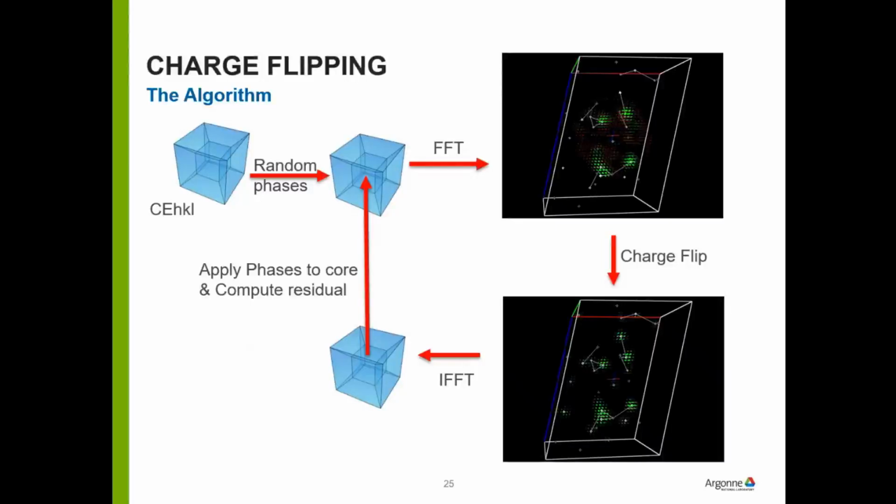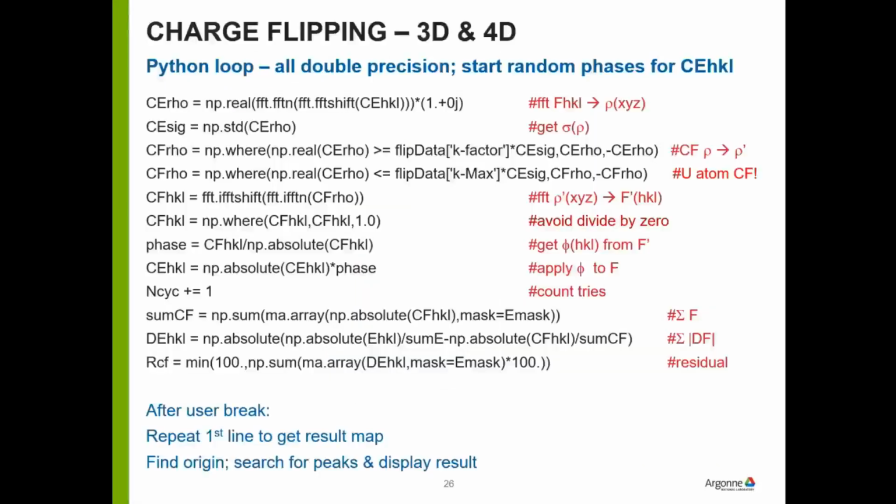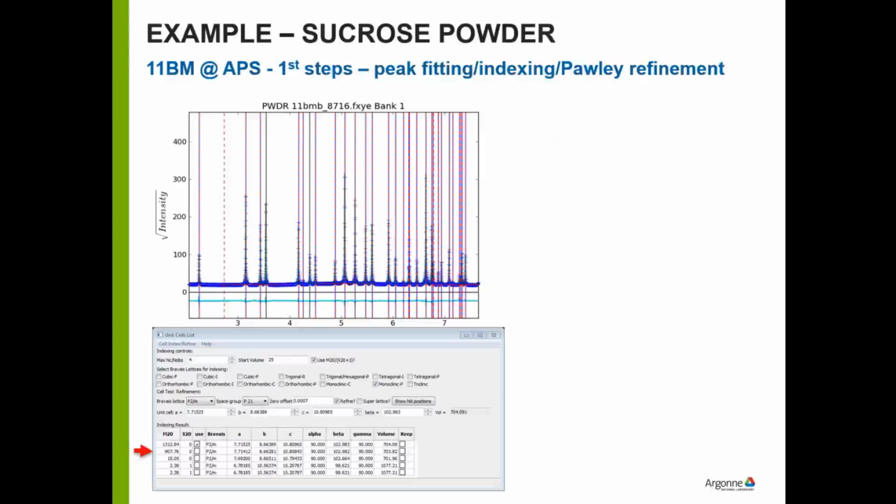Do the fast Fourier transform, you get a map that might look like that. You do the charge flip to get rid of the red negatives through here. Do an inverse Fourier transform, take the phases out of here, apply them to that, and go back. And just go round and round. This is a cyclic calculation. And I showed you that the other day.